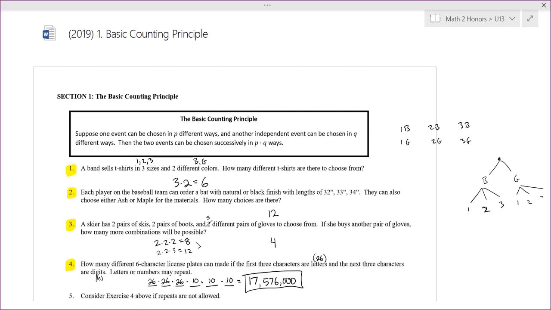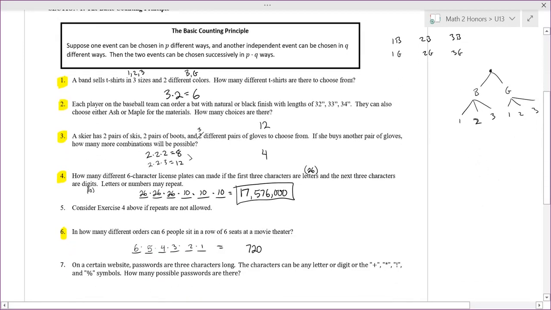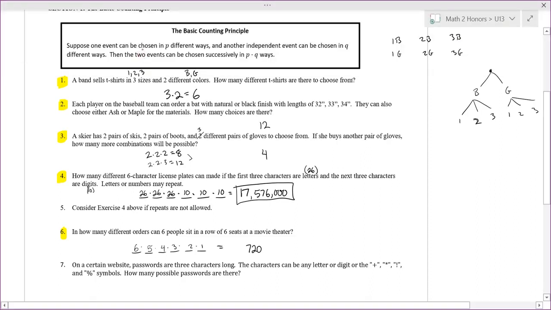All right, so I went through 1 through 4 in the notes. So we're going to pick up at number 5, and it relates to number 4. It says, consider exercise 4 above if repeats are not allowed. And what we have is a 6-character license plate where the first 3 characters are going to be letters, and there's 26 letters in the alphabet. And then the last 3 characters will be digits. Digits are the numbers 0 through 9, and there's 10 digits.